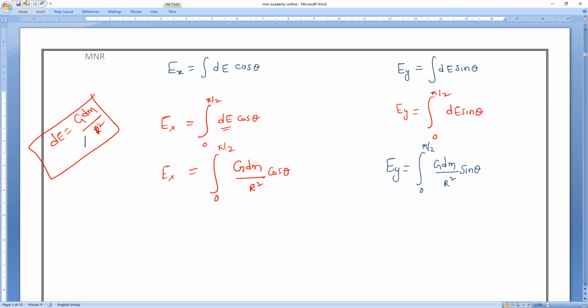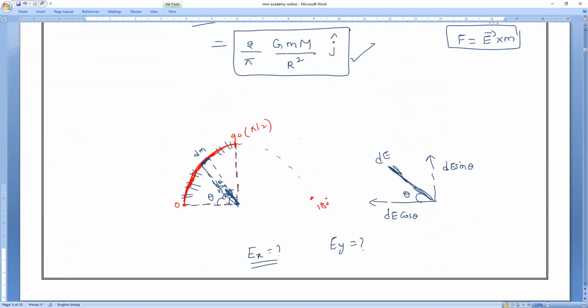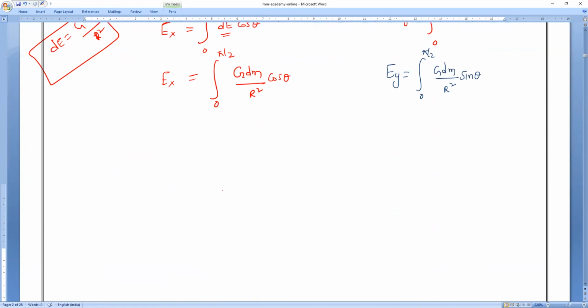So I have to calculate it now. I have taken a small mass. All of you observe the small mass is the dm mass. That particular part alone I am writing now. So that is the dm mass.